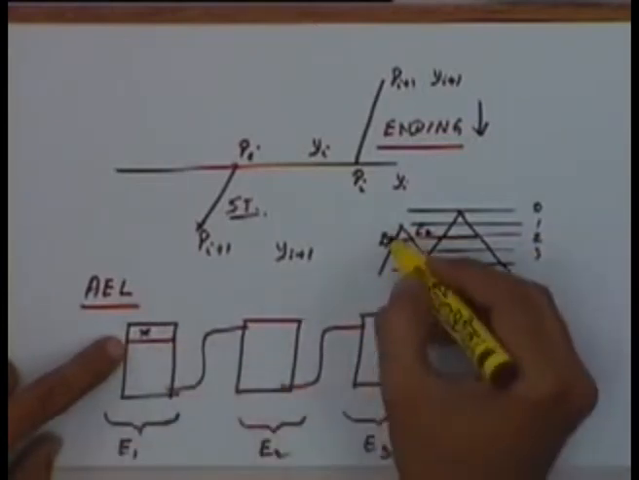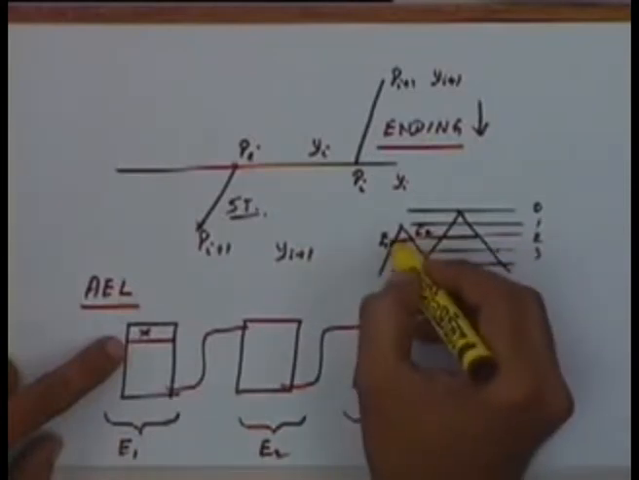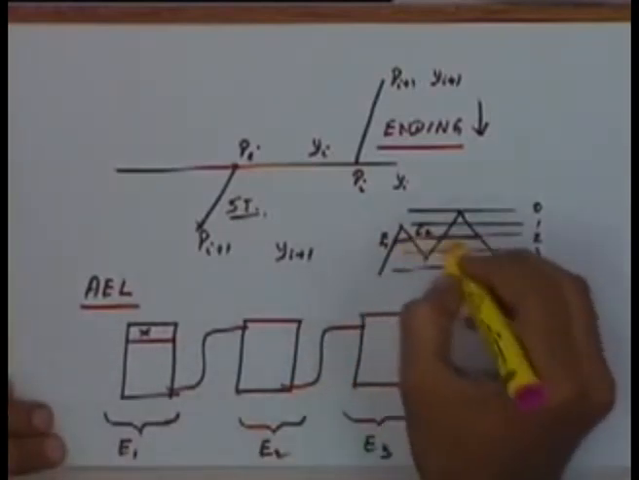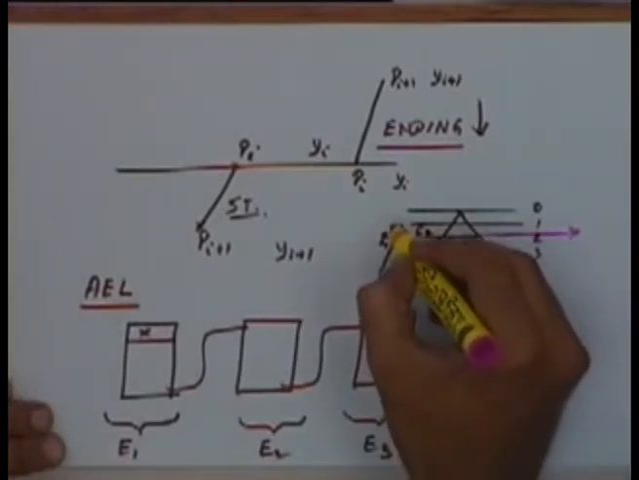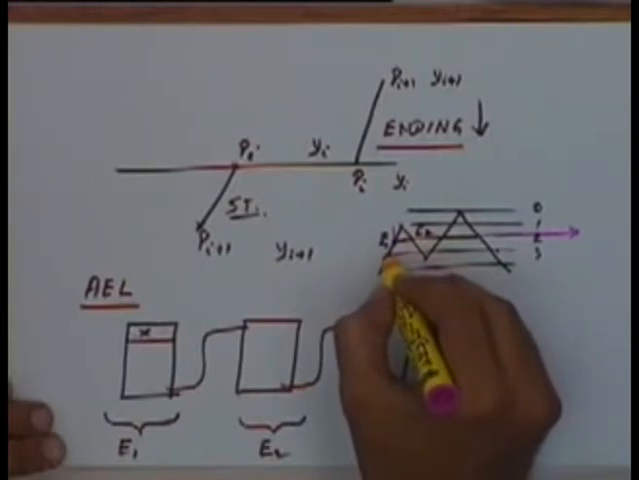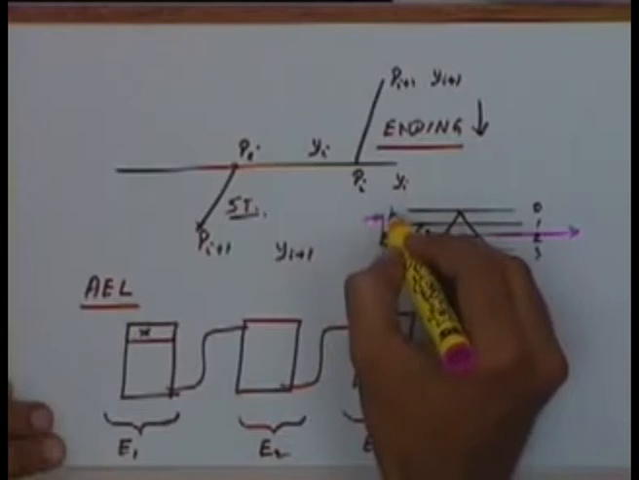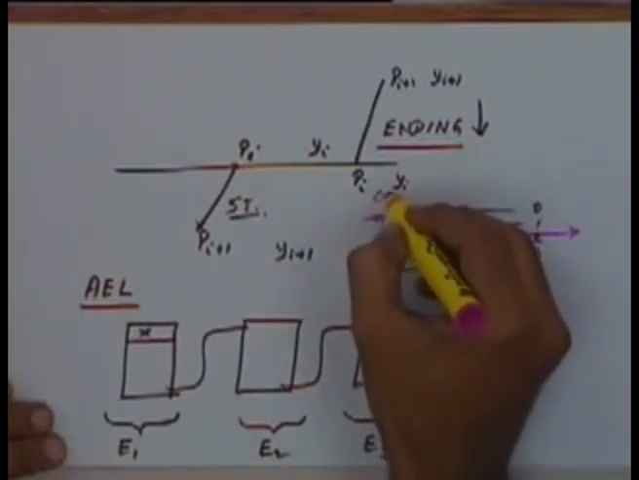Okay. We also need to know that as we move from this scan line to the next one, by how much is this intersection changing. As I said, on this scan line, this is the intersection. On the next scan line, this would be the intersection, and this difference will be some delta x.